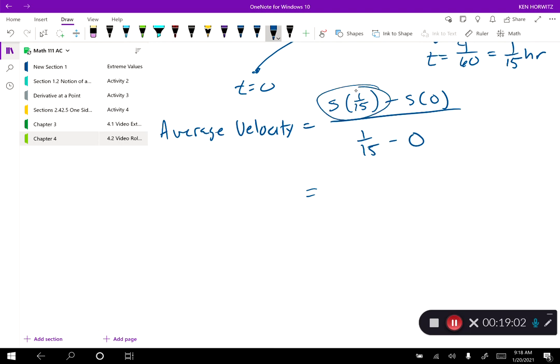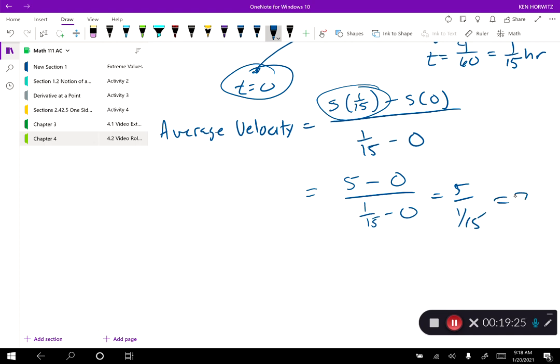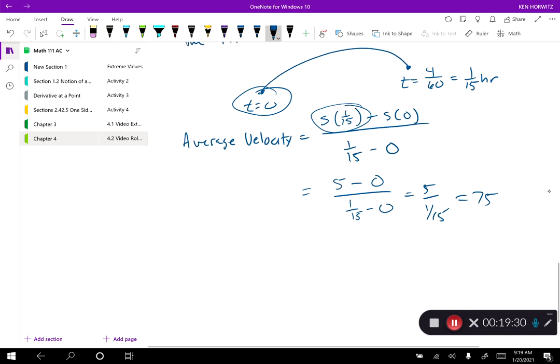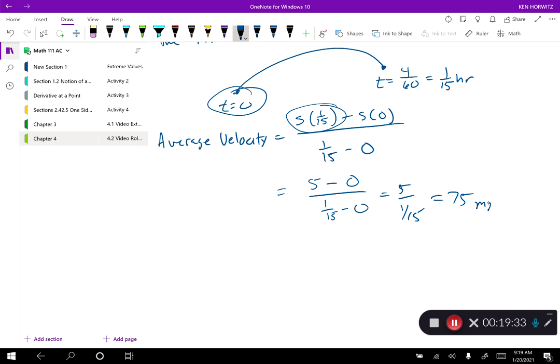So this is going to be 5. Now remember, at the original point, I haven't gone anywhere. So that's 0 over 1/15 of an hour minus 0. So that's 5 over 1/15, and that would equal 75. And that 75 is indeed miles per hour because we were looking for average velocity.